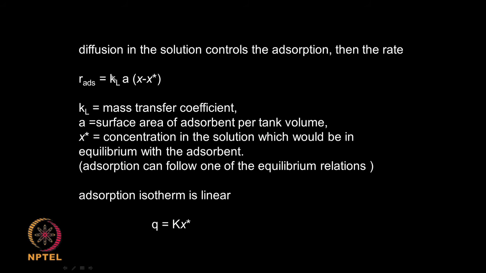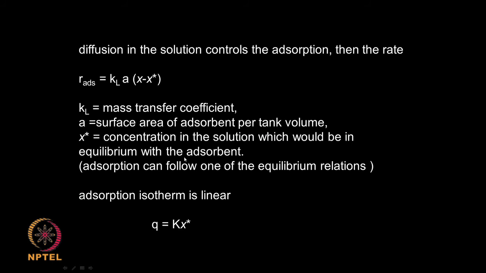So, there is a mass transfer term KLA. KL is the mass transfer coefficient, A is the surface area of adsorbent per tank volume, X is the concentration of the solute in the bulk liquid, and X star is the concentration of the solute which will be in equilibrium with the adsorbent. Now, X star and Q are related like this: for a linear relation, Q equals K X star. So, I can put here Q by K instead of X star.